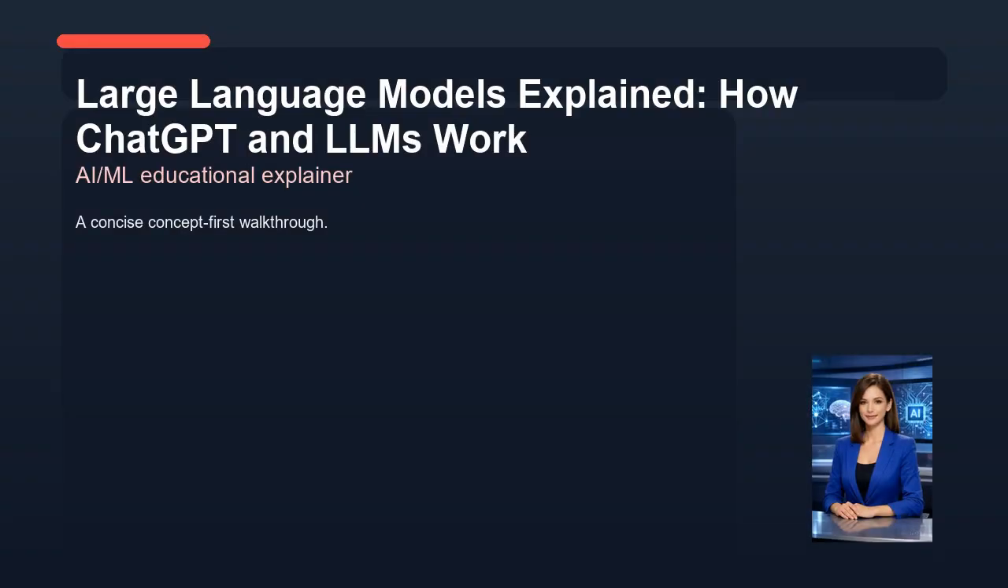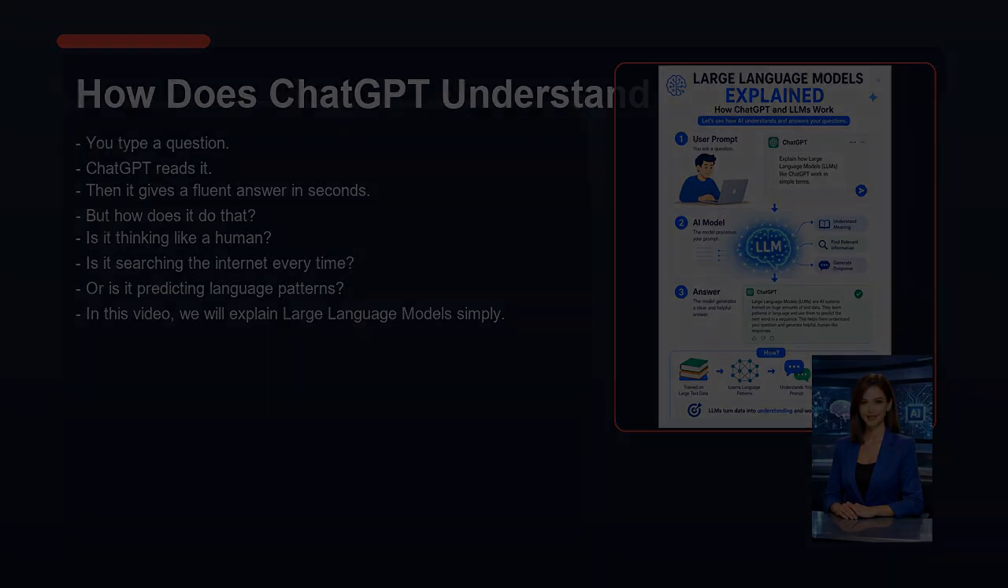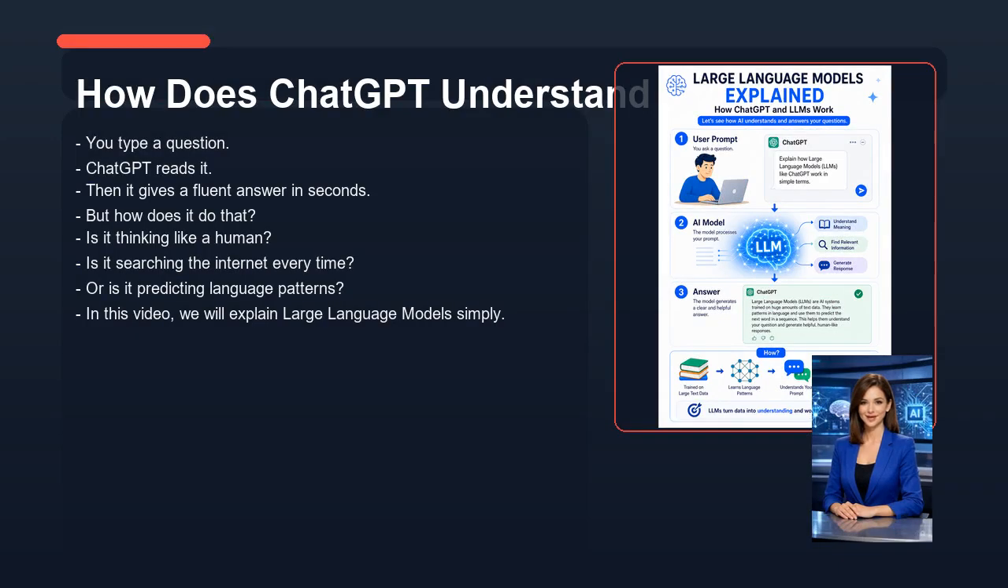Welcome back. In this lesson, we're looking at large language models explained, how ChatGPT and LLMs work. AI/machine learning educational explainer. Now let's look at how does ChatGPT understand you. You type a question. ChatGPT reads it. Then it gives a fluent answer in seconds. But how does it do that?